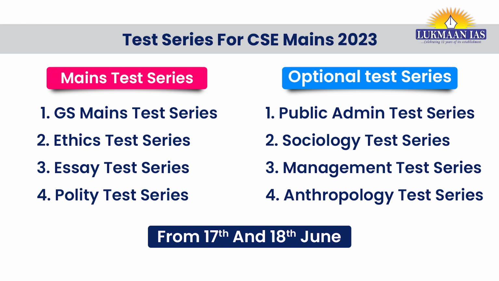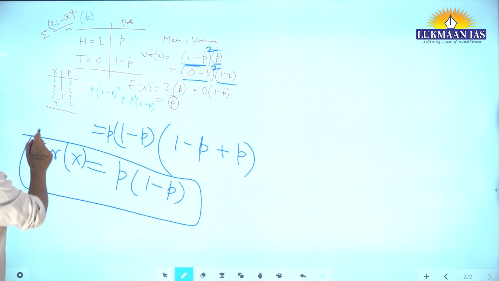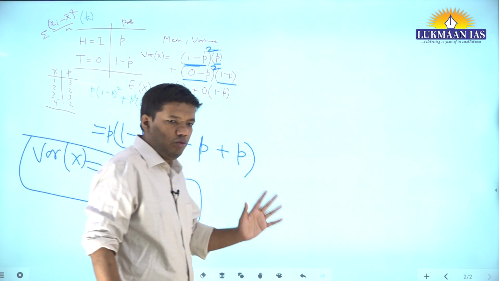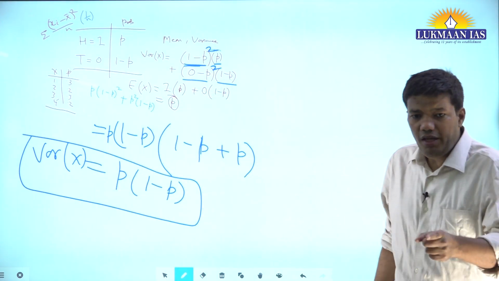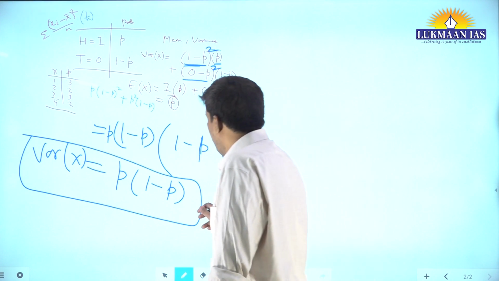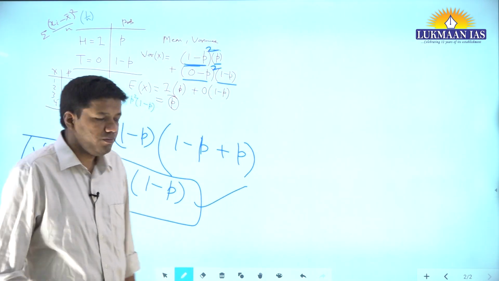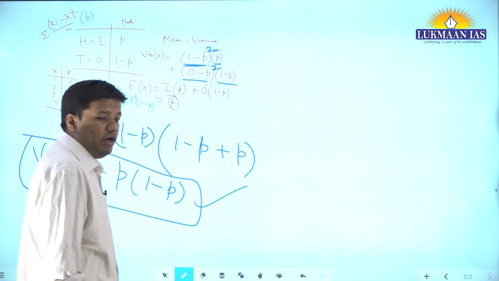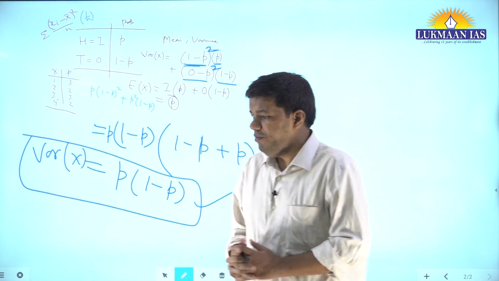This is the variance of the Bernoulli experiment, and this is very, very important. So what you have understood so far: when you conduct a Bernoulli experiment, its expected mean is p and its variance is p into 1 minus p, where p is the probability of success, of head. Now given this background, you can conduct a binomial experiment, and binomial is important for UPSC.